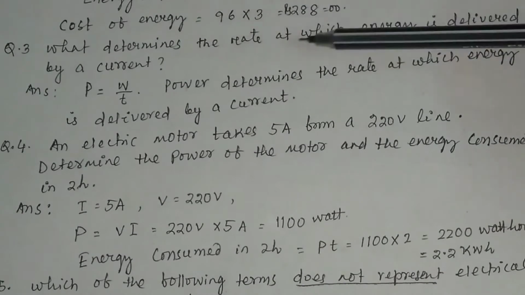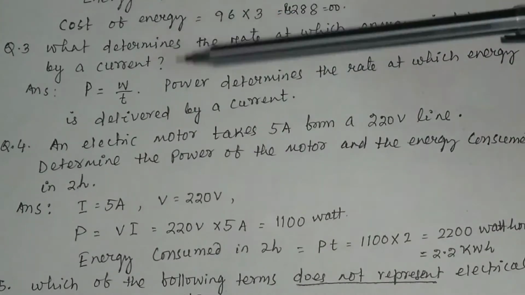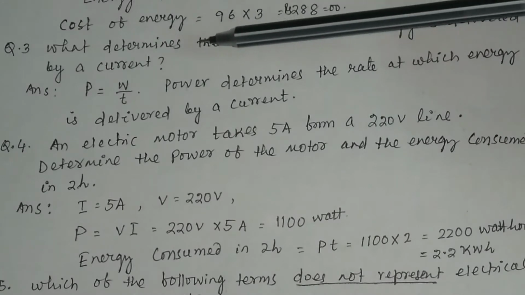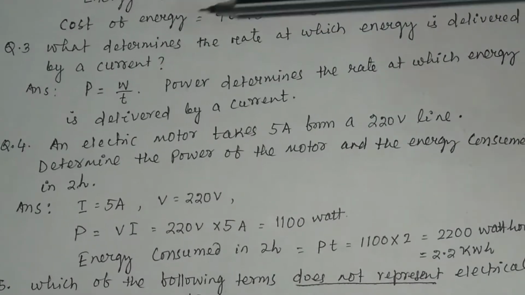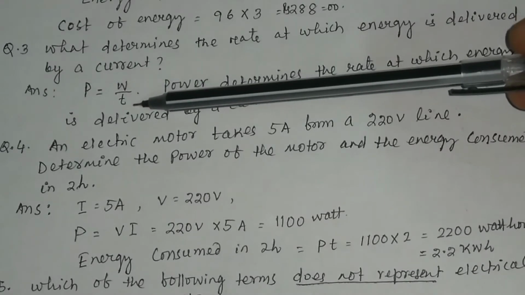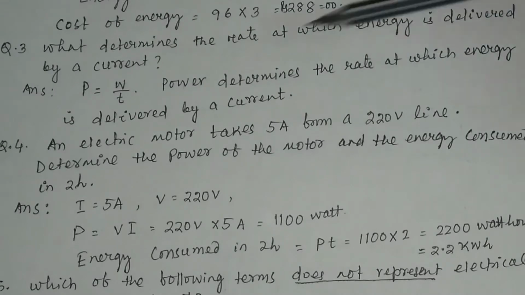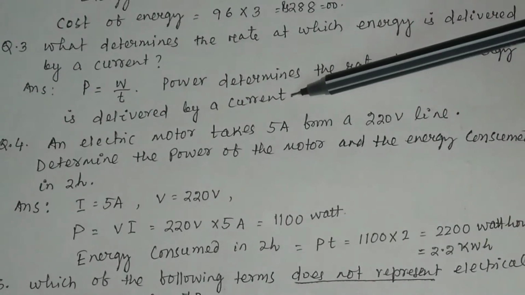Next question. What determines the rate at which energy is delivered by a current? Okay, energy delivered means amount of work per second, that is the power. Power determines the rate at which energy is delivered by a current.